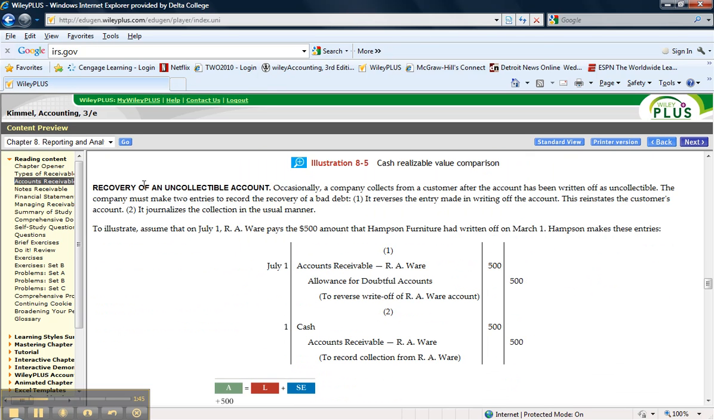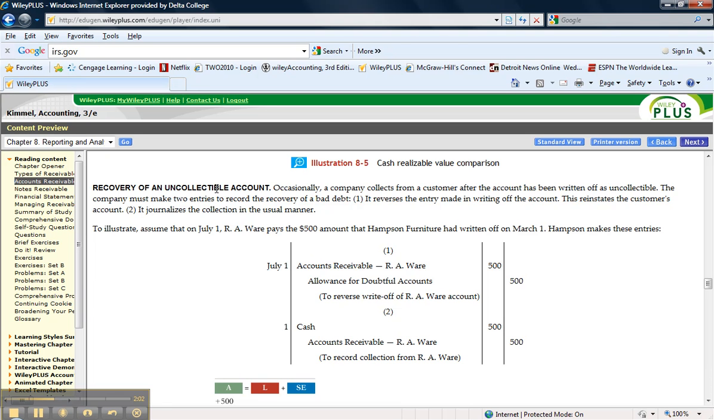All right, so what happens when you recover an uncollectible account? You've written off an account, but then the customer pays you. This will happen a lot if a customer then wants to buy from you again. Typically, you won't sell to the same customer over and over again if they're not paying you.